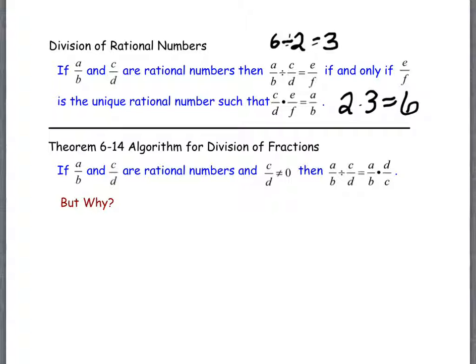But then there's an algorithm for division of fractions. So some of you probably remember this algorithm. It says that if I have a over b, and I want to divide by c over d, what I can do is I can simply flip c over d over, take its reciprocal, and I can change my division into multiplication. Do you guys remember that?